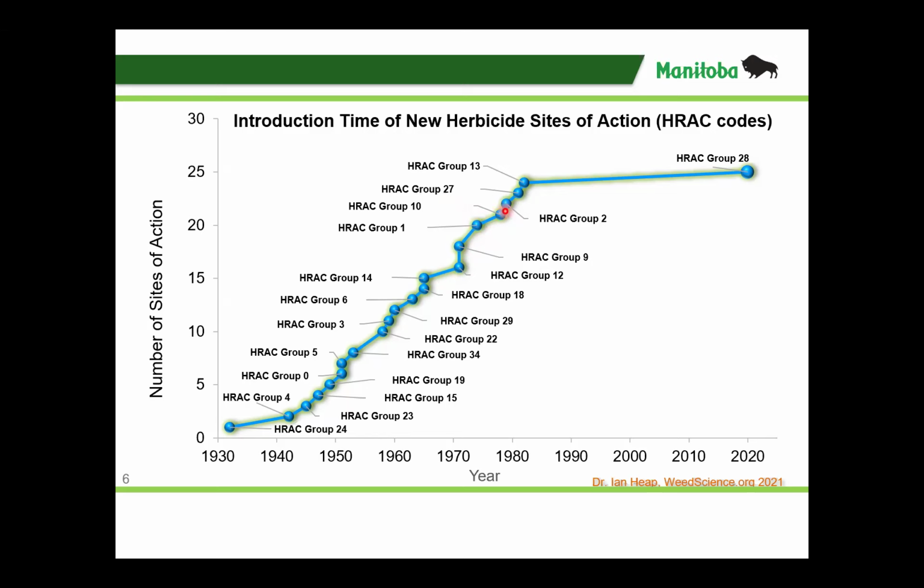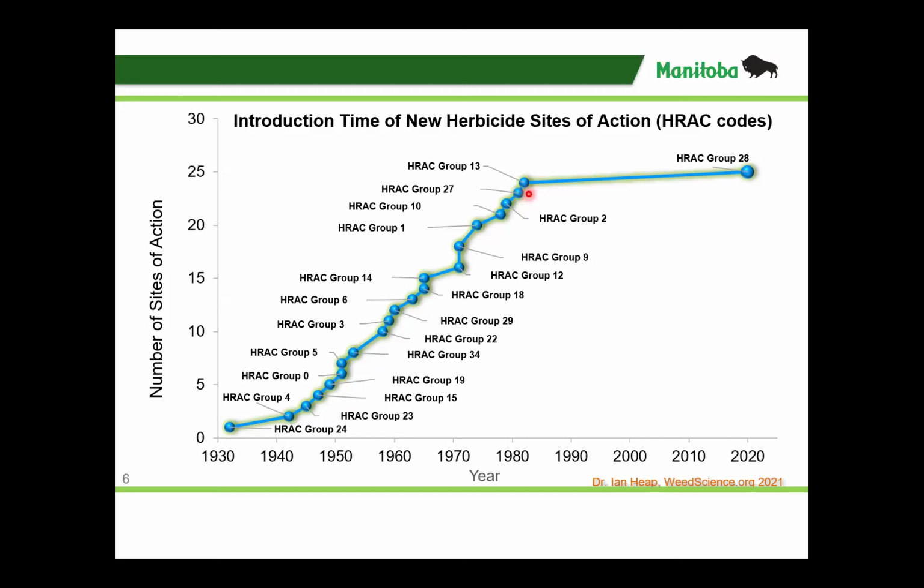This group 10 over here, that's Liberty. That was in the 70s. And then group 27s are fairly recent. We've been using, the one we've used the most is Infinity. That's been around for quite a long time. But we're also using things like Armezon and Lotus and Shieldex and Callisto in corn as well.